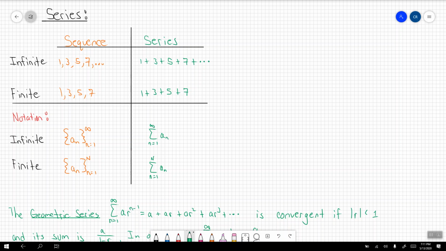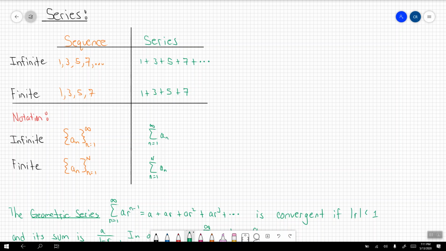Finite just means that we have a stopping point somewhere. It doesn't need to necessarily be 4 terms. It could have been 5 terms, 6, 7, 8, 9, 10, 20, 100, whatever many terms, we would have some stopping point. That is what makes a list or a sequence finite. If we wanted to interpret it as a series, all we would have to do then is add all those individual terms.